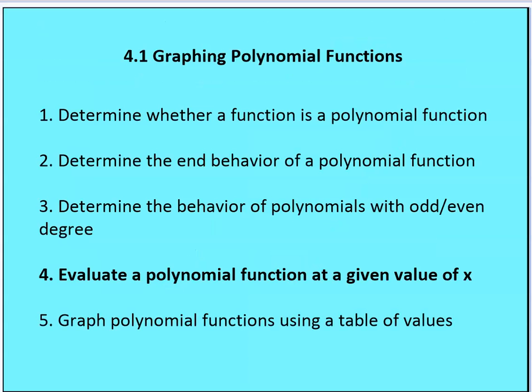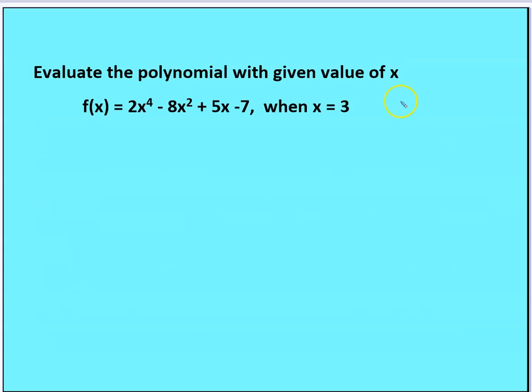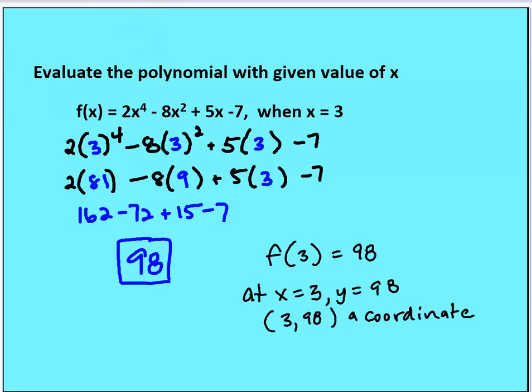Okay. So next thing we want to do is evaluate a polynomial function at a given value of x. So we're going to substitute 3 in for x and evaluate this number. So essentially what we're finding is the point for the graph of the polynomial where x is equal to 3. So we substitute 3 in for x and then solve. Of course, remembering our order of operations, we want to evaluate the exponent first, then multiply, then subtract.